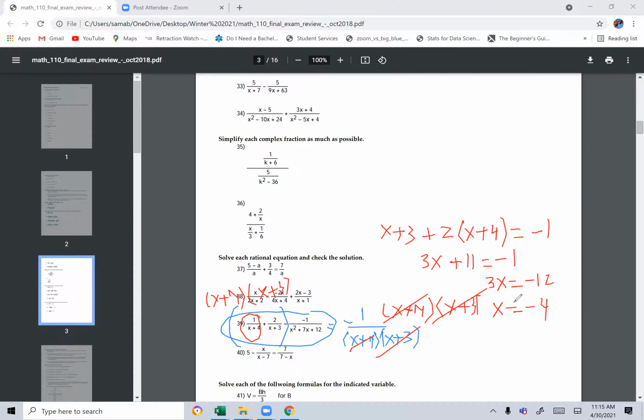And guys, if this was a multiple choice question and you select x equals -4 as your answer, you will get 0 for this. Can you tell me why? Although I got x equals -4, I didn't do anything wrong here. But actually, this equation has no solution, even though we got x equals -4. Can someone tell me why?